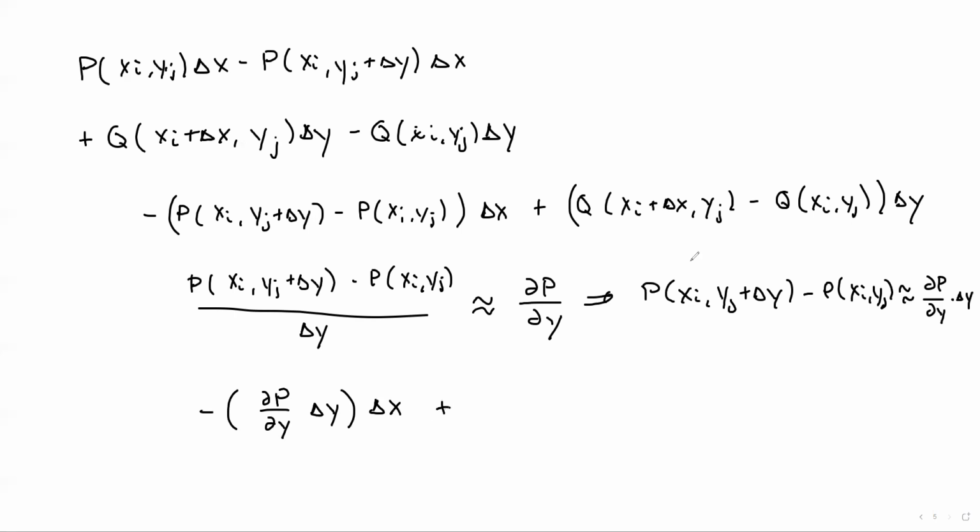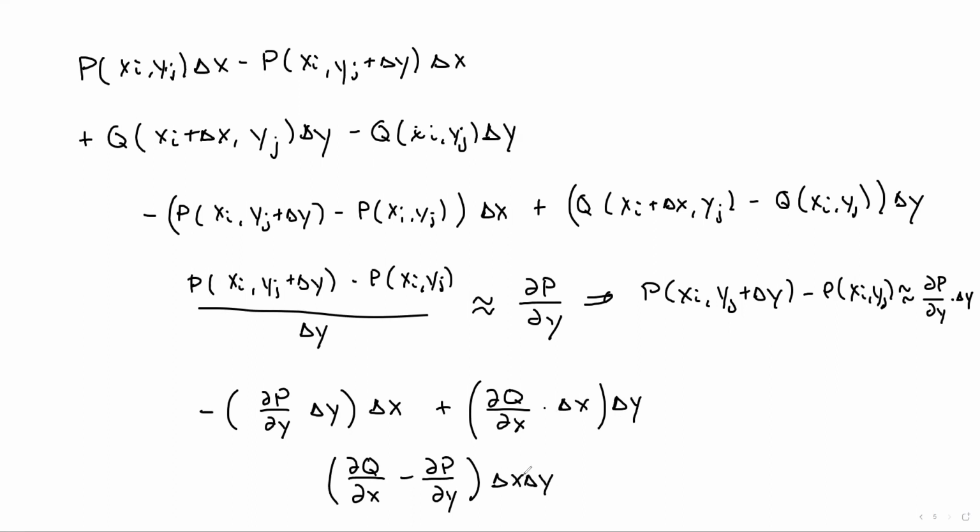And then you could do a similar thing with this piece here. This is going to be the partial of q with respect to x times change in x, and then times change in y. Change in y is the one that's outside. And then we can simplify this. You can pull out the change in y here, pull out the change in x there, and rewrite this as the partial of q with respect to x minus the partial of p with respect to y, times change in x, change in y, or vice versa.